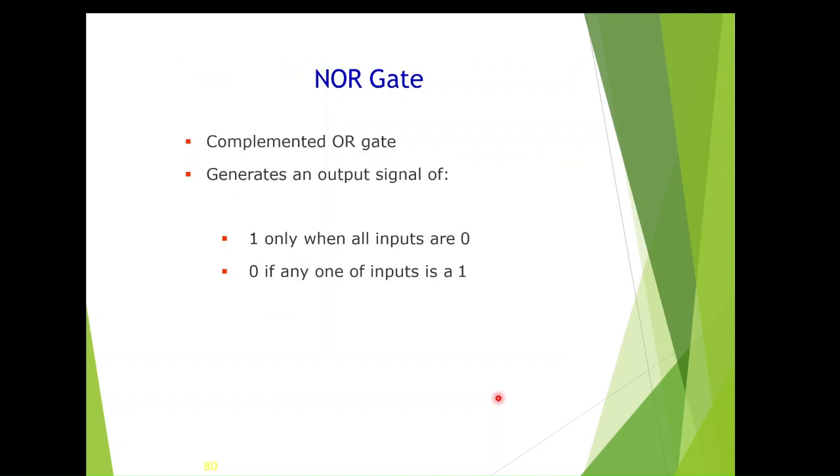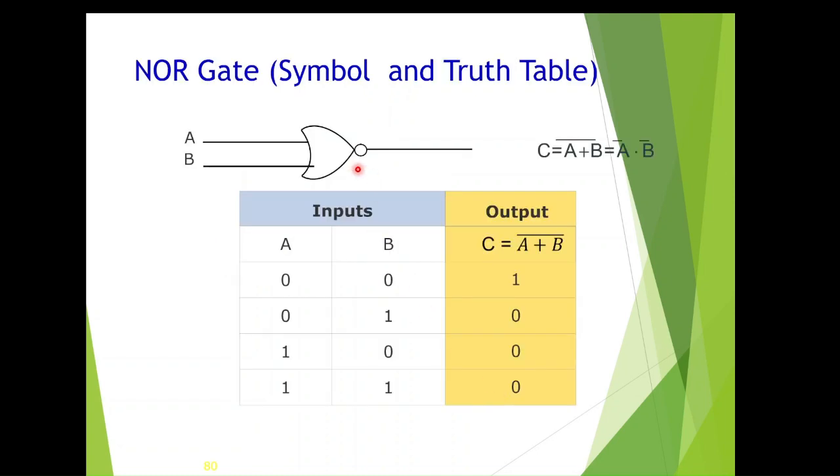Next is NOR gate. NOR gate is complemented OR gate, OR gate plus NOT gate. And this is the logical symbol of a NOR gate, OR gate with a bubble. The output expression or the boolean expression is A plus B the whole bar. That is A bar dot B bar as per De Morgan's law. And the truth table is like this. So if any one input is 1, your output is 0. Just the opposite of OR gate.